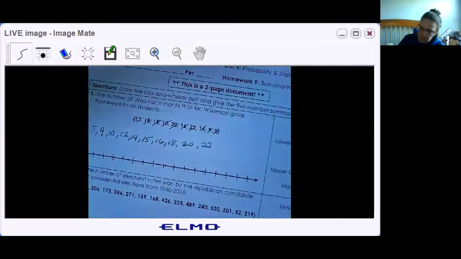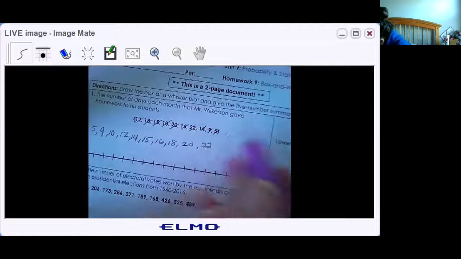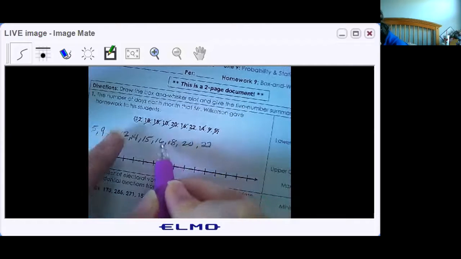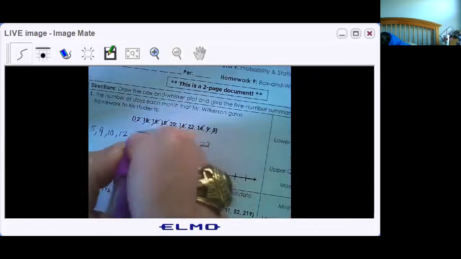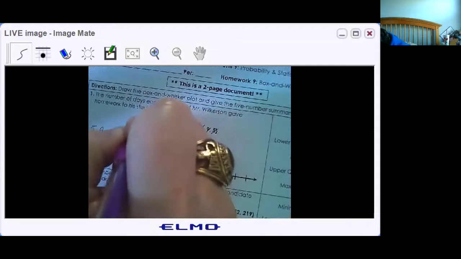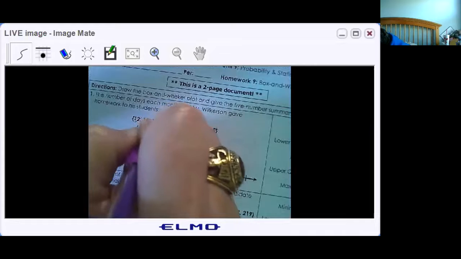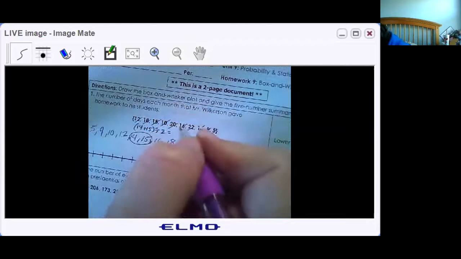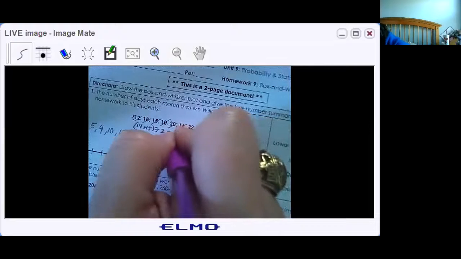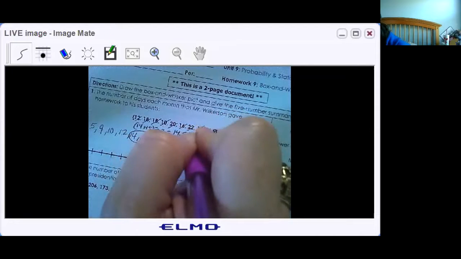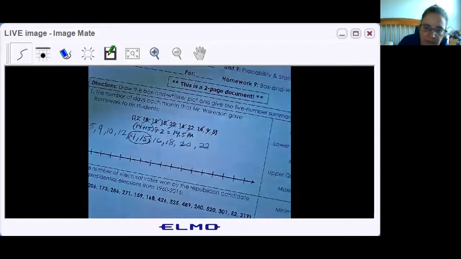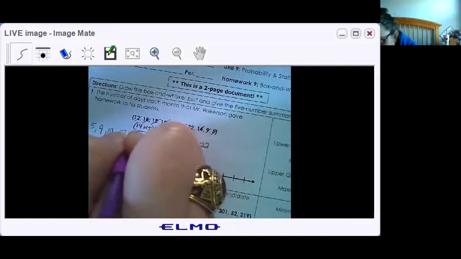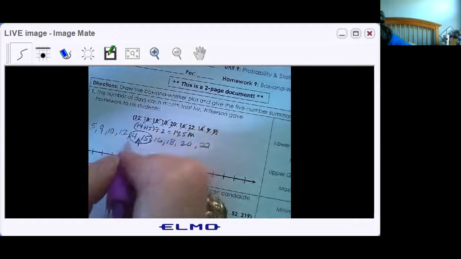Okay, so let's do this. Count into the middle. 1, 2, 3, 4, 5. If there are 2 in the middle, we add them together and divide by 2. So this will be 14.5, which is our median.